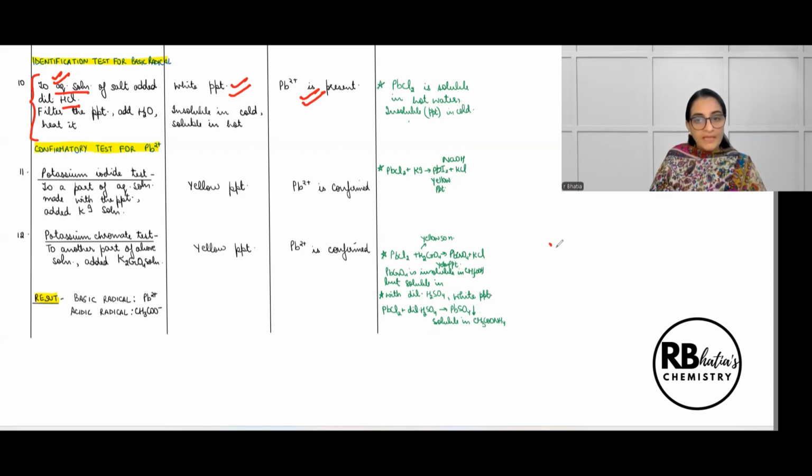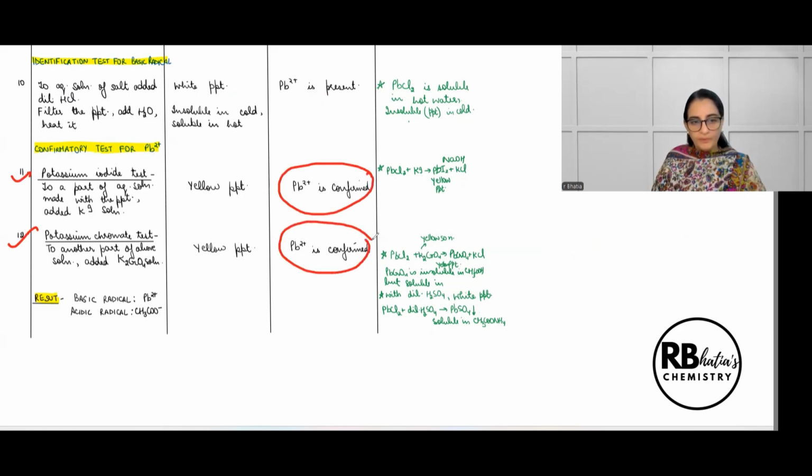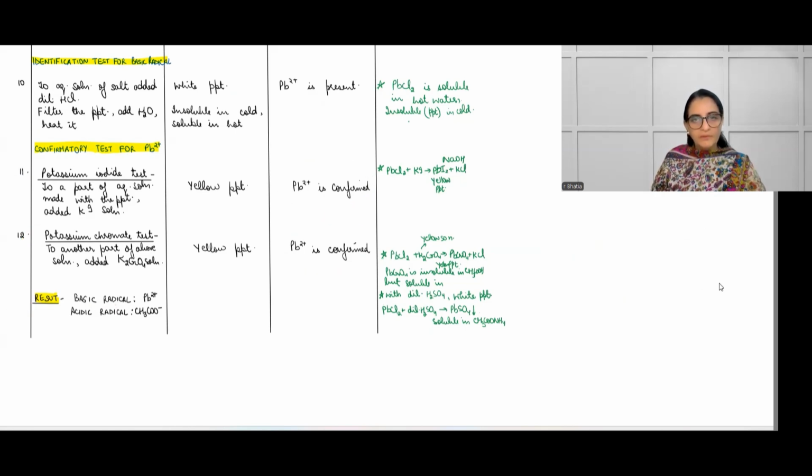It finished here. If, let us say, you get a group 6 or a group 5 radical, you'll have to always start with group 1 and then say no change, group 1 absent, then go ahead for the procedure of group 2, no change, group 2 absent, exactly the way you've written in your copies. And then we have the confirmatory test for basic radical, in this case lead ion, 2 confirmatory tests. Again, in this column, you're going to write lead ion is confirmed. And writing the result is also mandatory. You will end your experiment with the basic radical was found to be this, and acid radical was found to be acetate, or whatever you get.